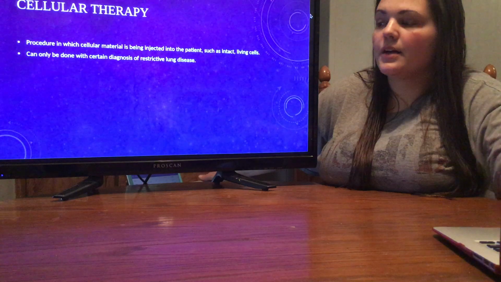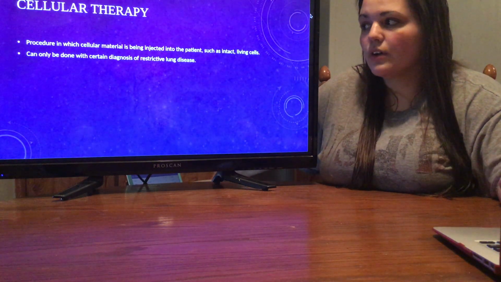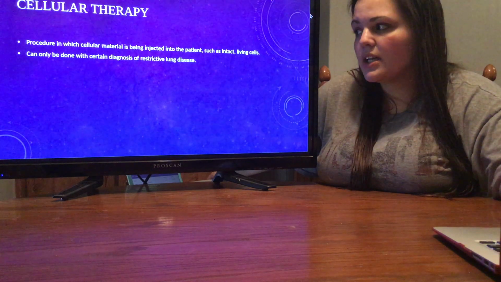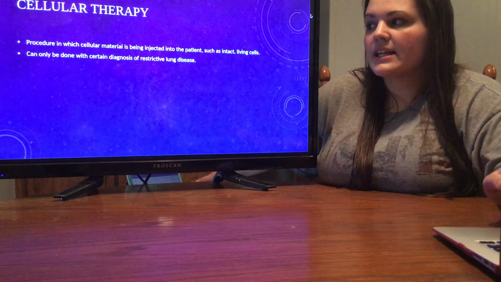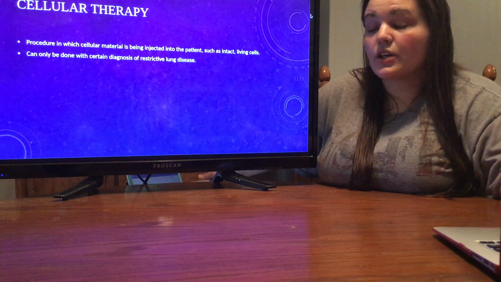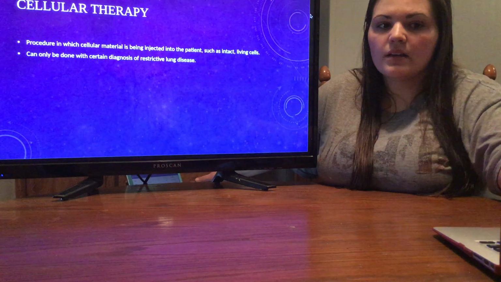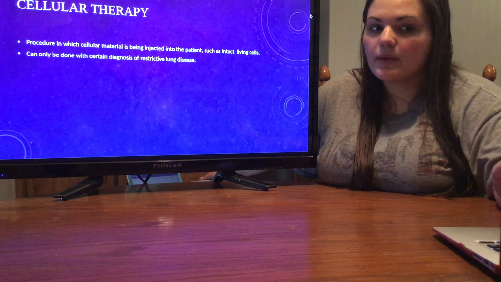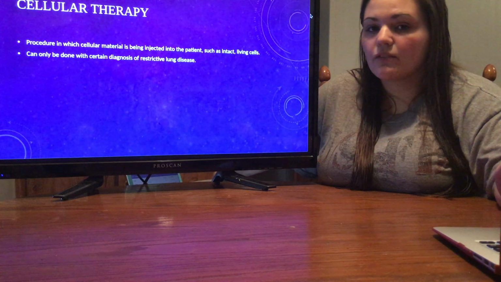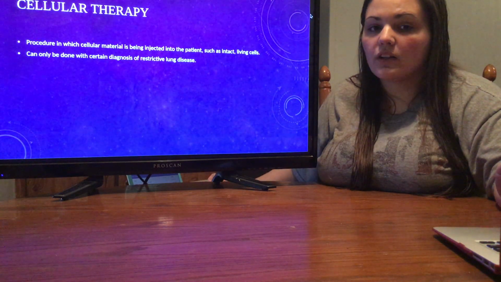Cellular therapy. Cellular therapy is a procedure in which cellular material, such as intact living cells, is injected into the patient. This can only be done with certain diagnoses of restrictive lung disease. Lung Institute states that cellular therapy works to promote healing from within the lungs, potentially improving lung function and quality of life.